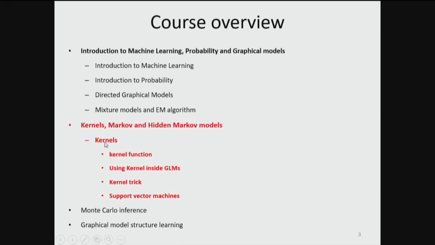We started with the kernels. We introduced what a kernel function is. What is the significance of a kernel function?